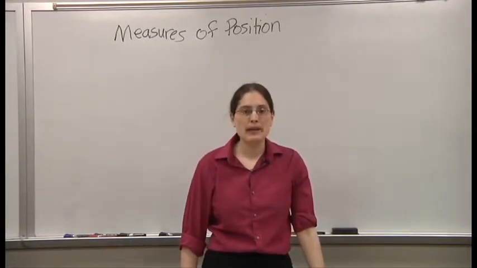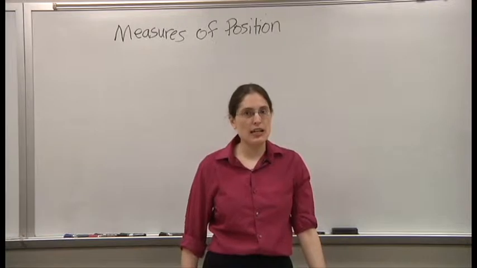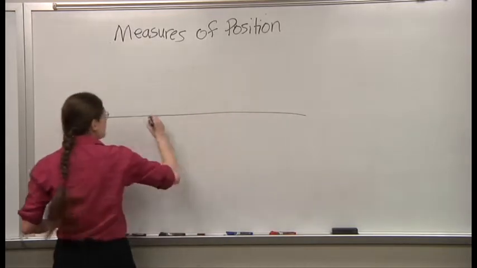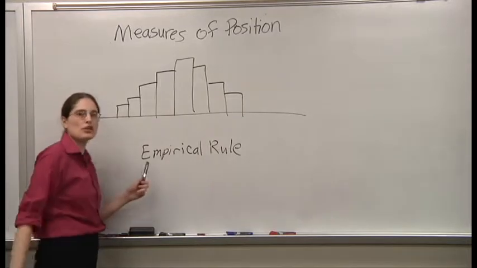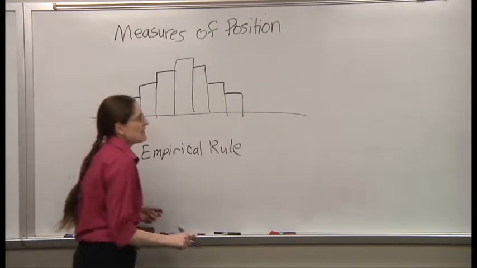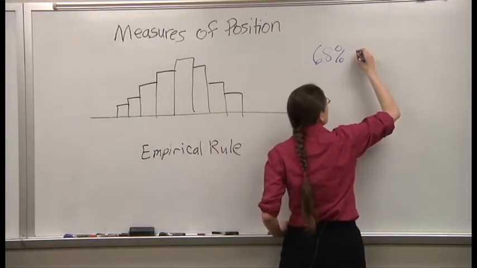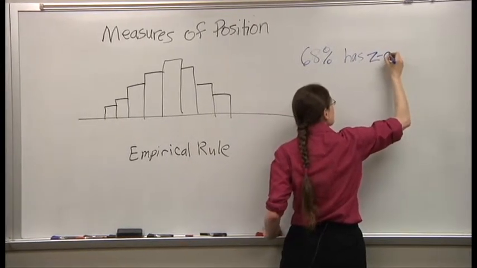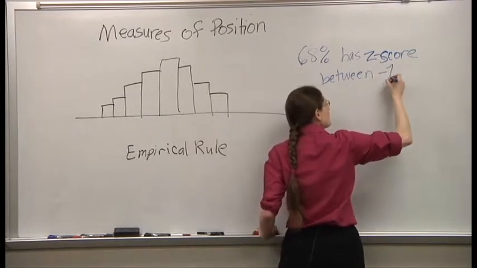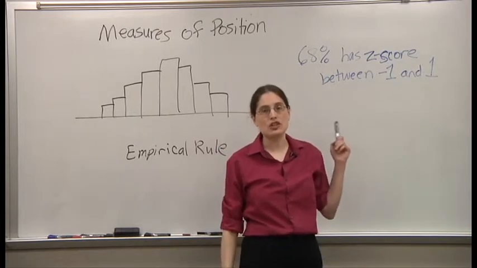As a matter of fact, if you have a variable where the histogram is symmetric and highest in the middle, if you have a variable where the histogram looks kind of like this, we come across something called the empirical rule. 68% of the population has a z-score between -1 and 1. 68% of people are within 1 standard deviation of the mean.